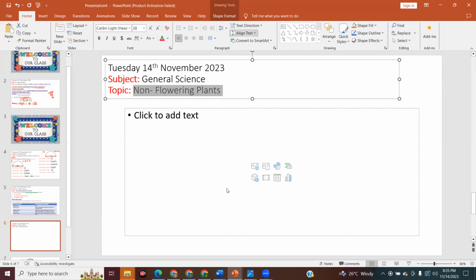So there are differences between flowering plants and non-flowering plants, right? Lots of differences. The first one is with their reproductive structures. So flowering plants have a male part and a female part. The male part is called the stamen and the female part is called the pistil. And basically you have the fertilization process.